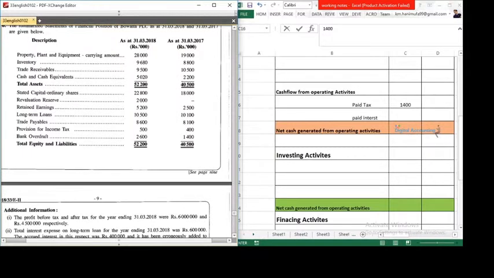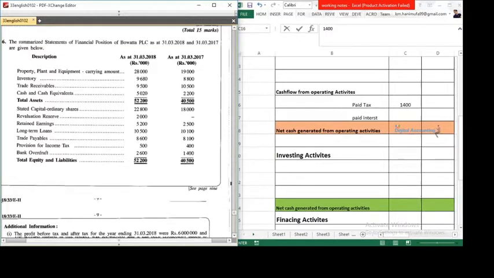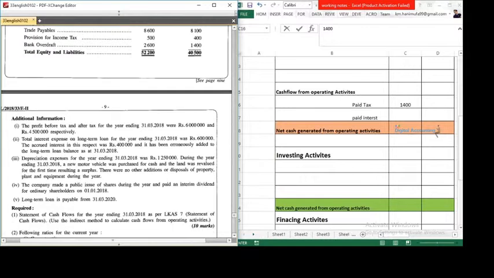Actually, we need to compare the long-term loans to see if there's any increase or decrease. But if we deduct the 10,500, there's a 10,100 versus 10,000 difference. Therefore, we come to the conclusion that no long-term loans were borrowed or repaid, so there's no cash inflow or outflow from the loan. But we need to consider the interest; that's the point where we need to do additional work.